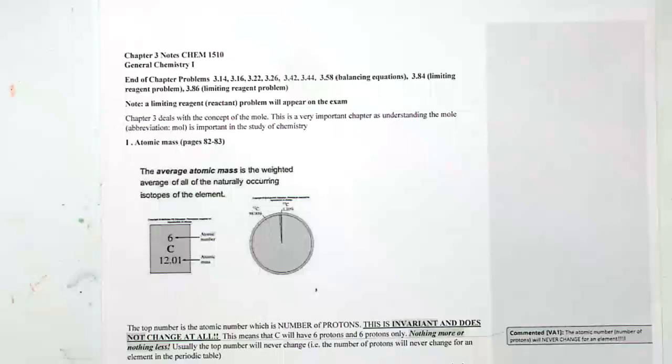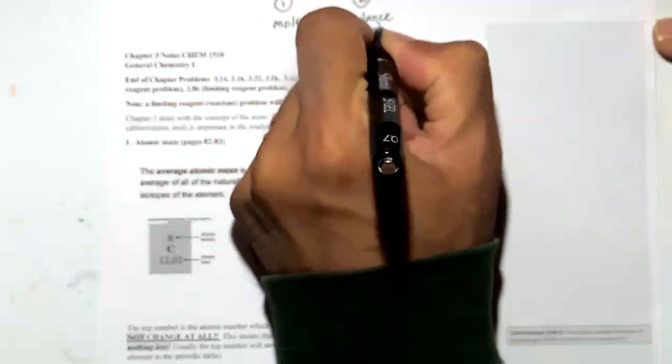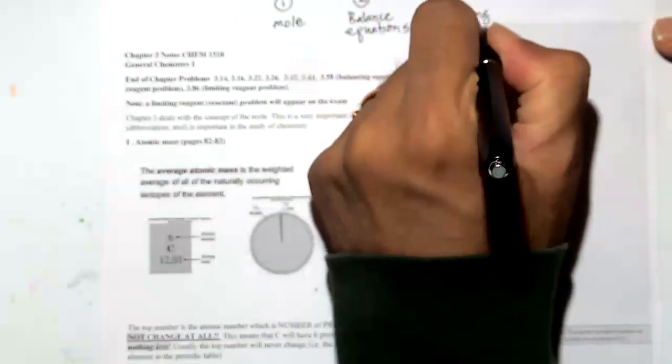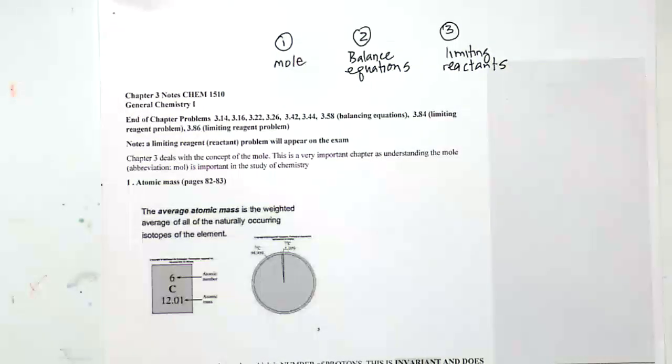So chapter 3 has 3 important themes that I'd like for you guys to go over. One of them is the mole. Okay, so that's very important. Number 2, we're going to balance equations. And number 3, we have limiting reactants. So we'll go over these 3 main topics.